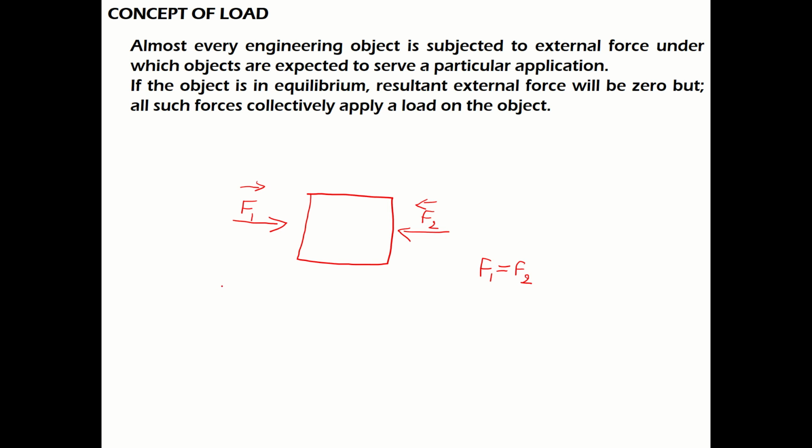In that case we can say that the resultant force acting on the system will be the vector sum of F1 and F2, and as both forces are equal and opposite in direction, the resultant force will become zero. But in that case also, the load acting on the system will be the scalar summation of F1 and F2. Therefore it will not become zero.